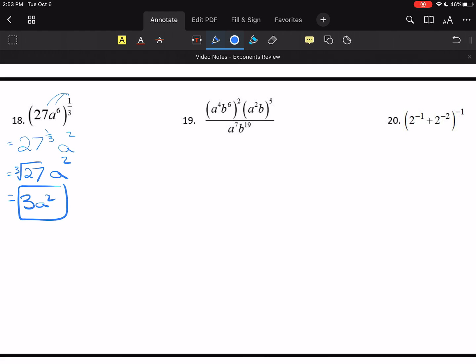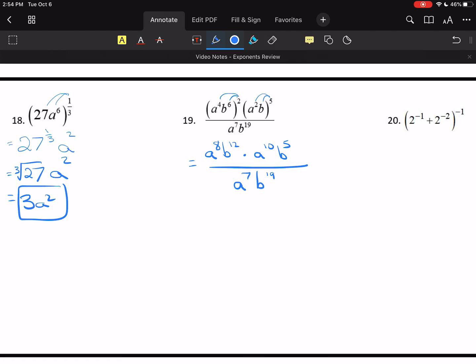19. I can't deal with my quotient property yet, so I can't cancel things out until I have everything on the top together as much as possible. So I need to break up those parentheses. So I'm going to distribute the 2 to those two, and I'm going to distribute the 5 to those. So I would get a to the 8th, b to the 12th times a to the 10th, b to the 5th.